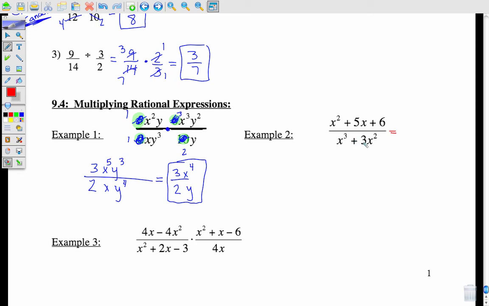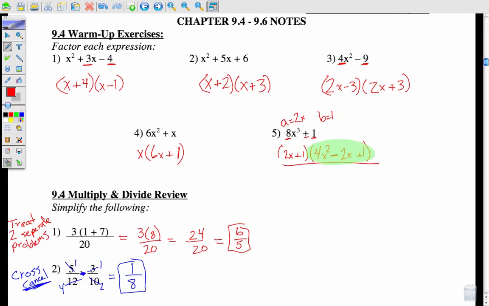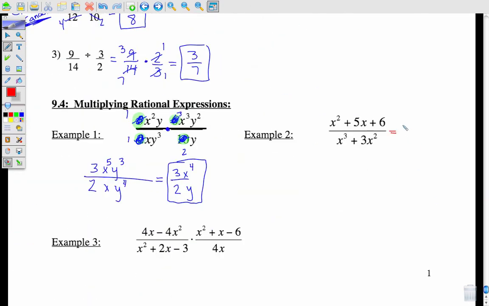So here's what I'm going to do instead. I'm going to see if I can factor this top and make it multiplication, because then I can cancel. And then I'm going to factor the bottom, see if I can make it multiplication so I can cancel. So on the top, this is actually the exact same problem as in our warm-up, number 2 up there on the warm-up. I'm going to factor this into x plus 3 and x plus 2.